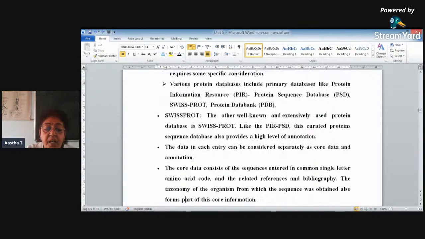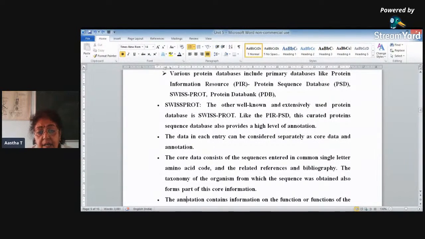This data is updated or added in SwissProt as core data and annotated data. The core data consists of sequences entered in a common single letter amino acid code. The amino acid sequences are entered in coded form, and related references and bibliography are also added. So the taxonomy of the organism from which the sequence was obtained is also a part of this core information.